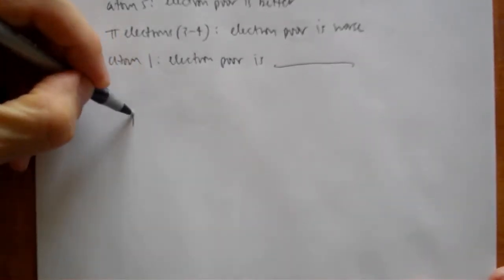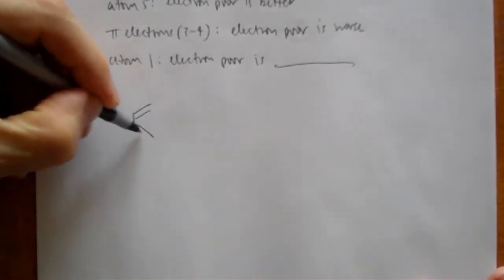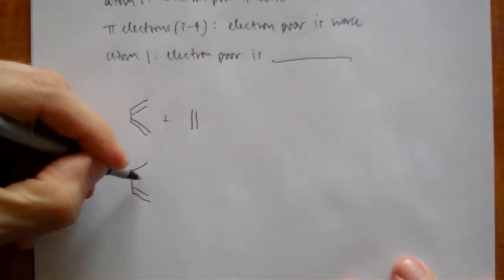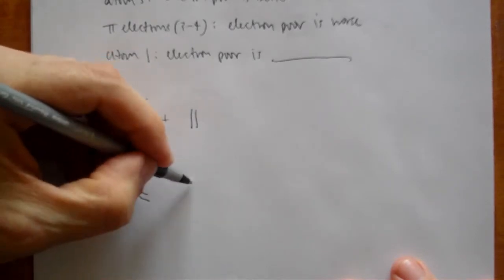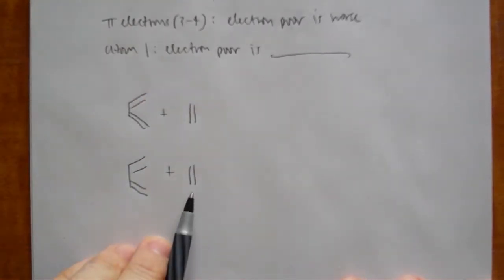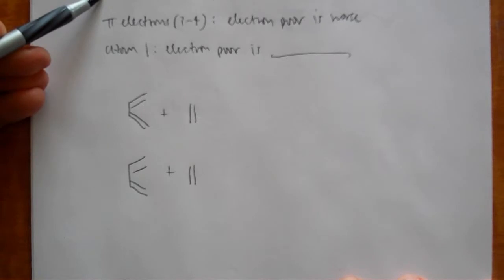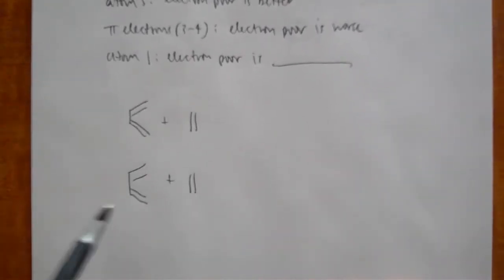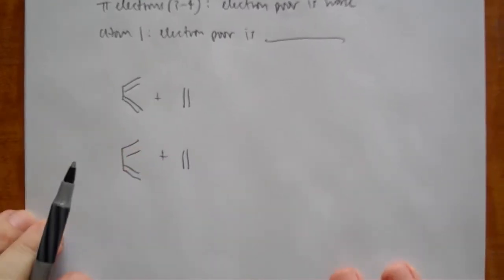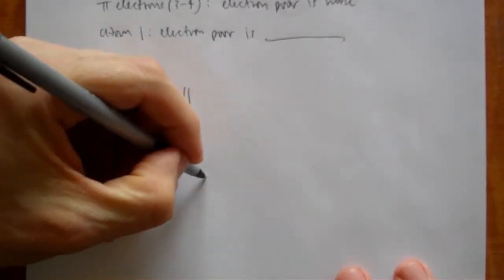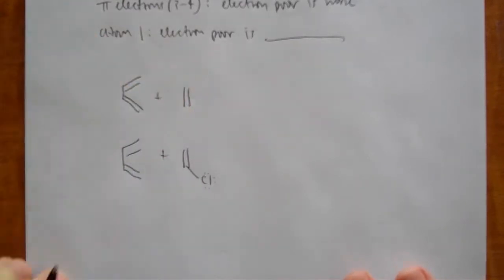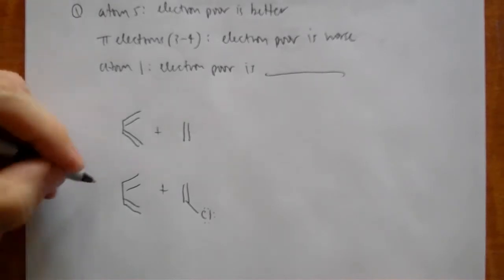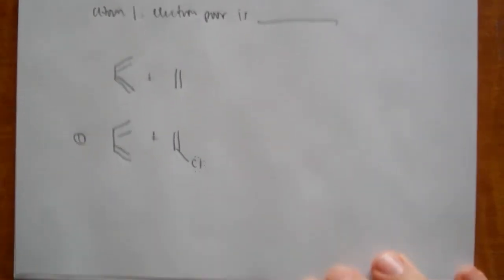Let's go now to a question. Let's compare this. This will be the baseline, okay, to this. What are we going to do to make this better? Let's go with this rule right here. This is always how you should be studying. Atom 5, electron poor is better. So let's make this reaction better. What are we going to do on here? Put an electron withdrawer on there. This is going to be better because this is rule number 1. Rule number 1 illustrated. Okay?